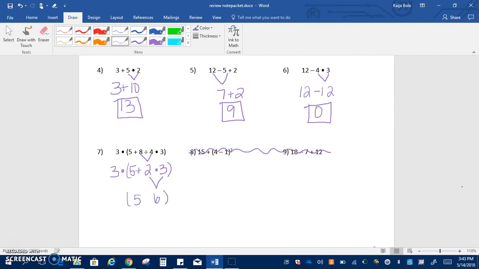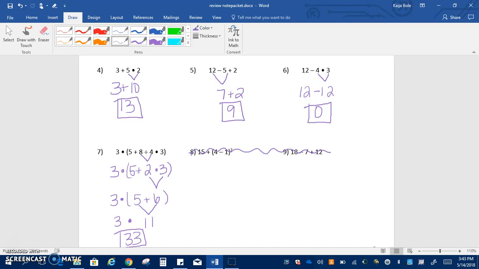Parentheses, and I have a 5 plus in front of it, and then my 3 on the outside. So now to finish my parentheses, I need to add. 5 plus 6 is 11. So I'm going to have 3 times 11, which means my final answer would be 33.